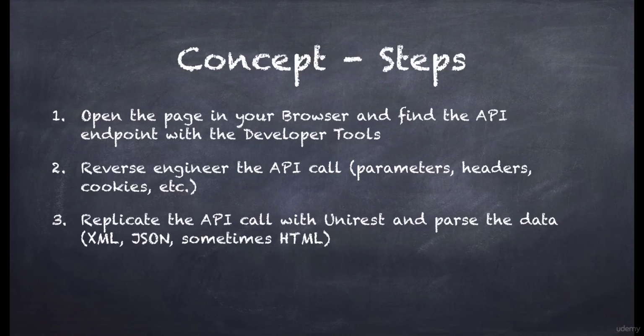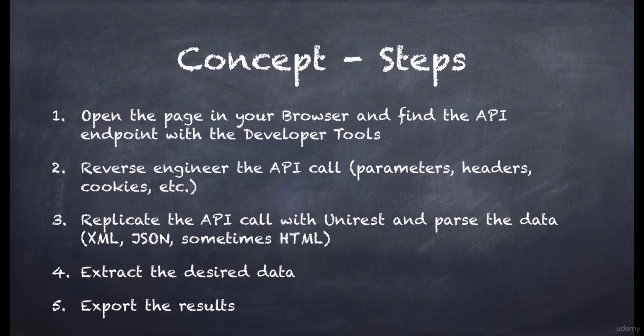The third step is to replicate the API call with the UniRest Java library, we look at it in the next lecture, and parse the data returned. This is usually XML or JSON, and sometimes it's HTML. The fourth step is to extract the desired data, and the fifth step is to export your results.